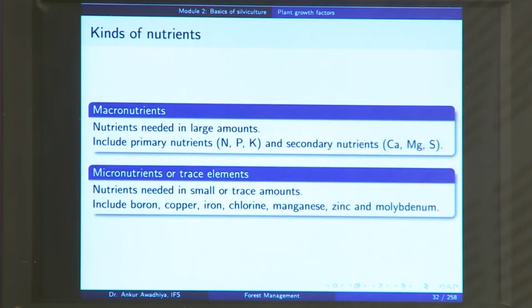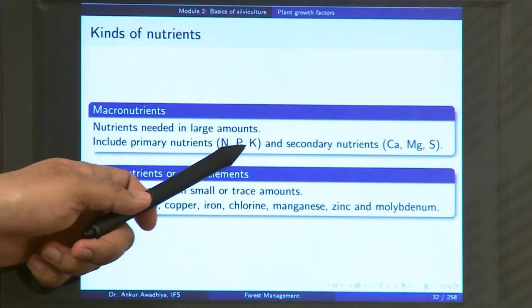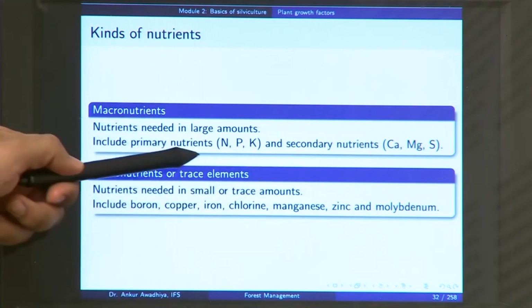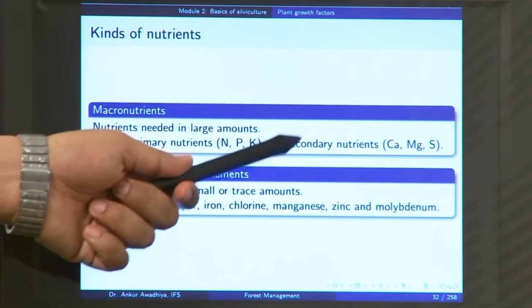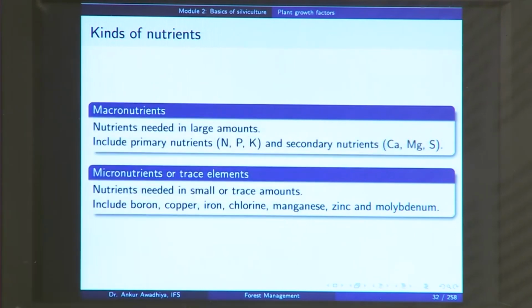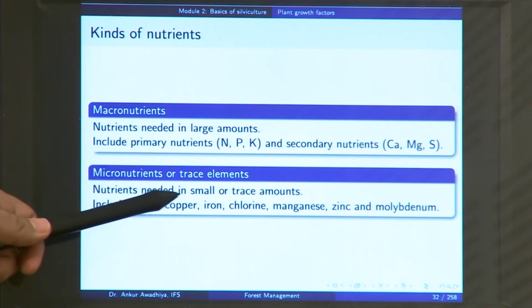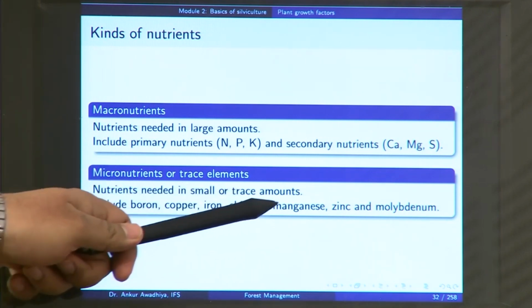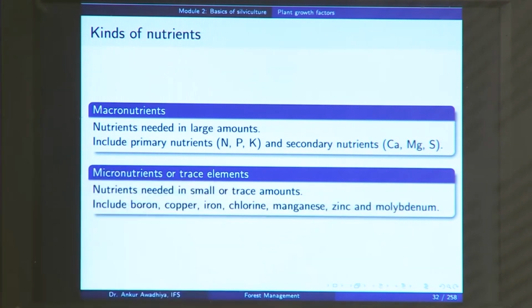Now, nutrients are divided into two different categories: the macronutrients that are needed in larger amounts and the micronutrients or trace elements that are needed in smaller amounts. Macronutrients include primary nutrients and secondary nutrients. The three primary nutrients are NPK, nitrogen, phosphorus and potassium, and the secondary nutrients include calcium, magnesium and sulfur. The micronutrients or the trace elements include boron, copper, iron, chlorine, manganese, zinc, molybdenum and so on.